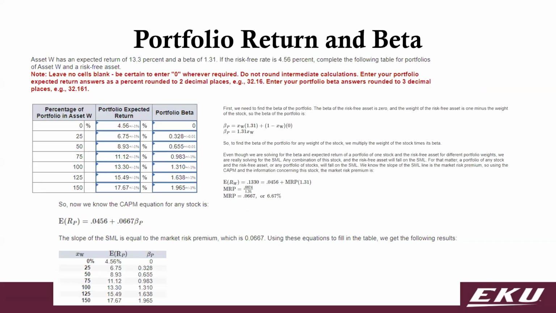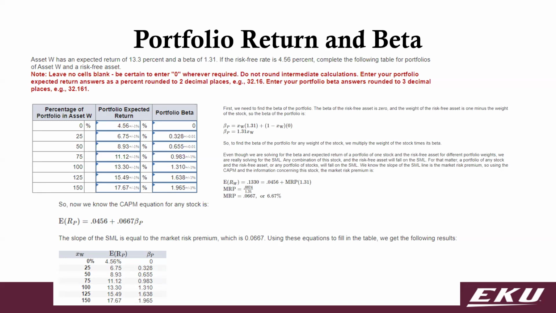Okay, this one, I know there's a few different pieces there, but it's because there's a larger table, and we're just going to calculate the returns and betas based on how much of the portfolio is in our risky asset. So we only have two things we're buying, right? We're going to buy our risky asset W, which has an expected return of 13.3%, and the beta is 1.31. We do know we got a risk-free rate of 4.56%.